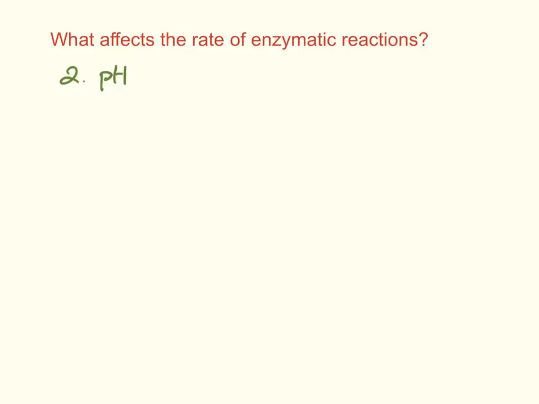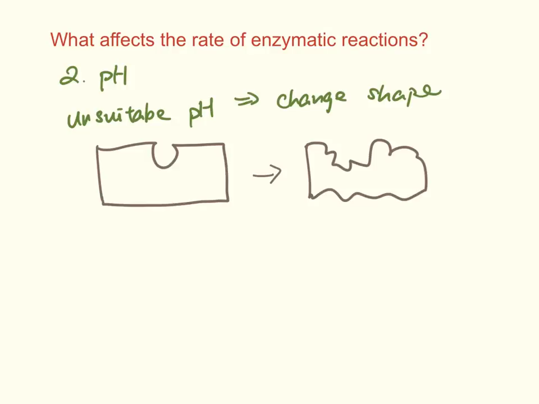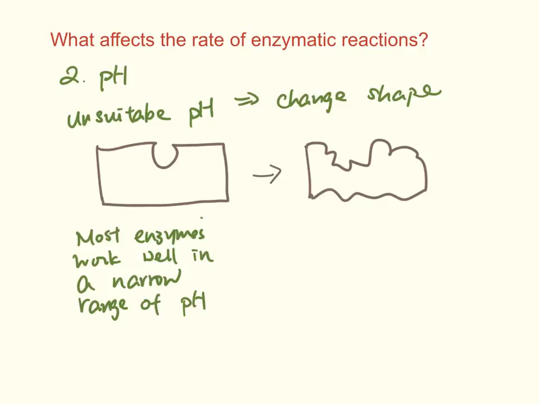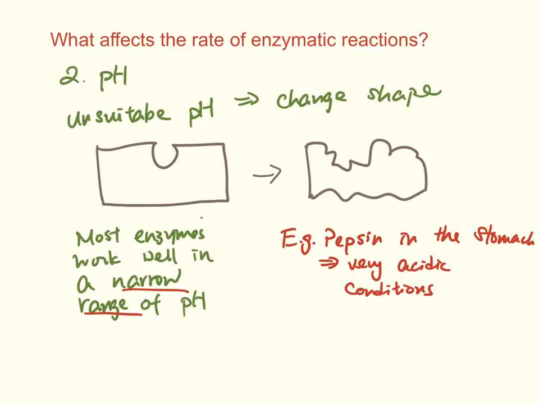The second factor that affects the rate of enzyme reactions is pH. For pH, if the pH is unsuitable, that means if it is too acidic or too alkaline, it will also cause the enzyme to change shape. So most enzymes will only work well in a very narrow range of pH. For example, the pepsin or the protease in your stomach, it only works well in very acidic conditions, and that's why you need hydrochloric acid in your stomach.